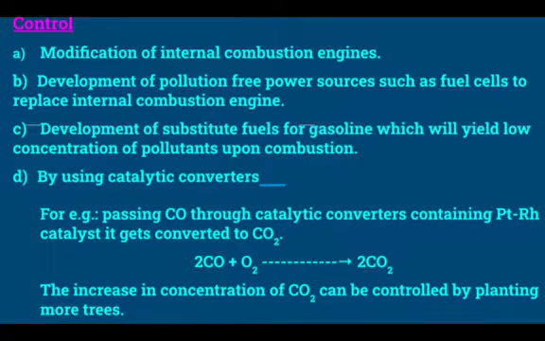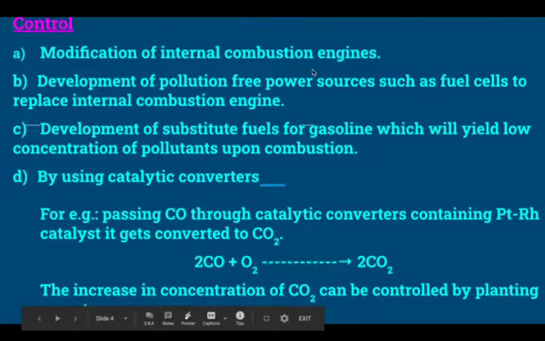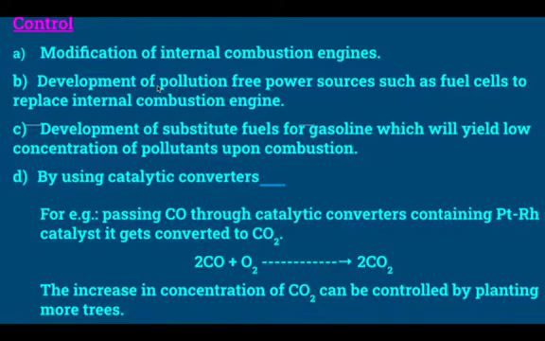Now, control of carbon monoxide, that is how we can control the amount of carbon monoxide in the atmosphere. First is by modifying internal combustion engines, so that less carbon monoxide is released into the atmosphere. Because when we modify the internal combustion engine, complete combustion of fuel takes place. When complete combustion of fuel takes place, there will not be formation of carbon monoxide, but carbon dioxide will be formed.